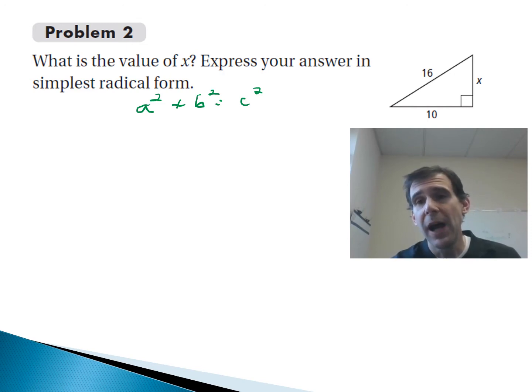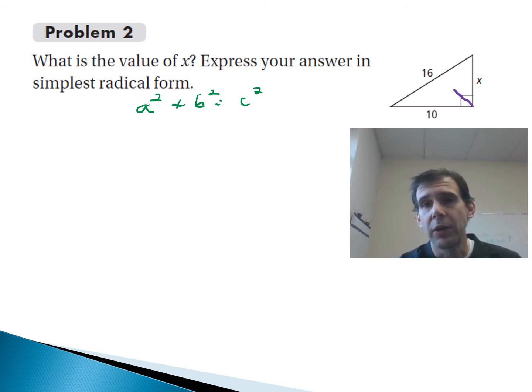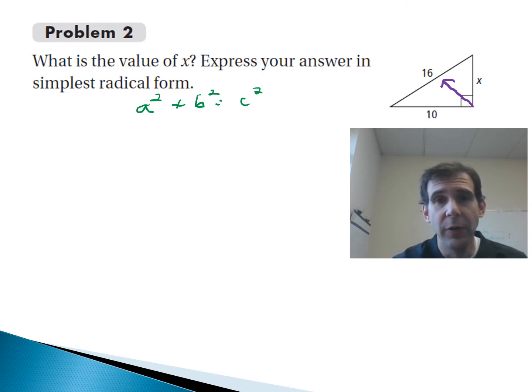So remember, the hypotenuse is always going to be across from the right angle. So it's that 16. Also remember, the hypotenuse does not touch the right angle. It's not one of the rays that forms the right angle. So we're going to put our 16 in for our hypotenuse.